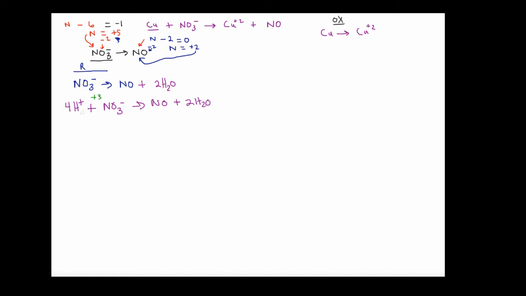And how did I get the +3? Because 4 hydrogen ions is +4, and then this guy right here is -1. So 4 minus 1 is 3. So we need to reduce the left side of this equation to 0. And we're going to do that by adding electrons. So I'm going to add 3 electrons to the left side of my equation. And then I'm going to write my new equation, which is going to look like this now.